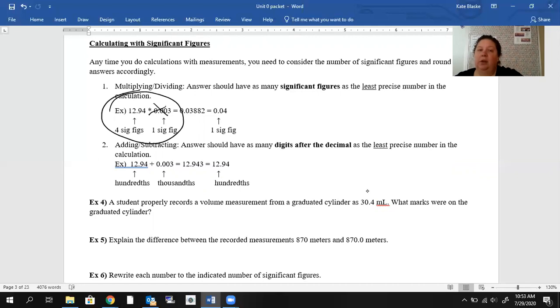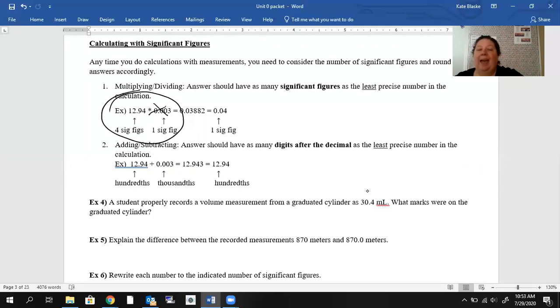You look at that answer, and then you say, well, I need to round this to have only 1 significant figure. The leading zeros do not count. That 3 would be the first one. We look at the number after it. It's an 8. That tells us that that 3 needs to round up to a 4.